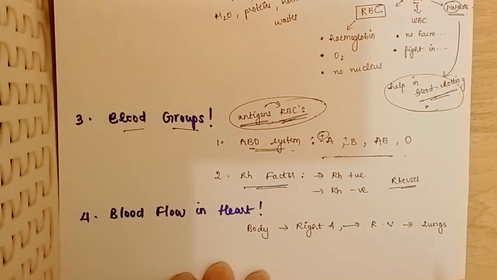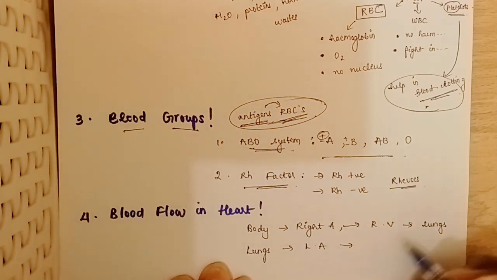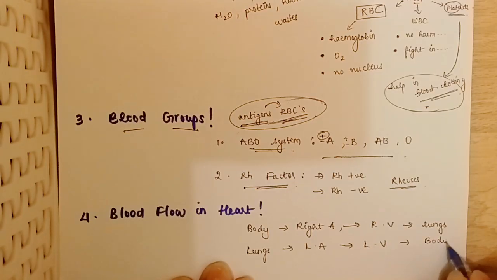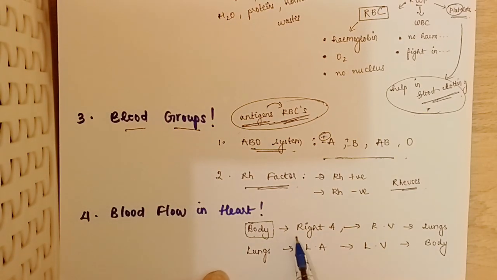Now, from the lungs, the blood goes back. That is the second step. From the lungs, it goes through the left atrium to the left ventricle to the body. So this is an easy way to memorize. First body, then whenever blood goes from the body, it goes to the right, and then to the lungs.